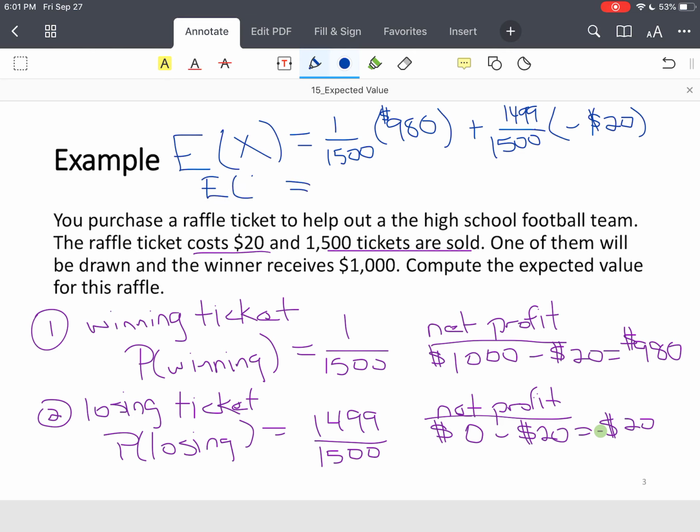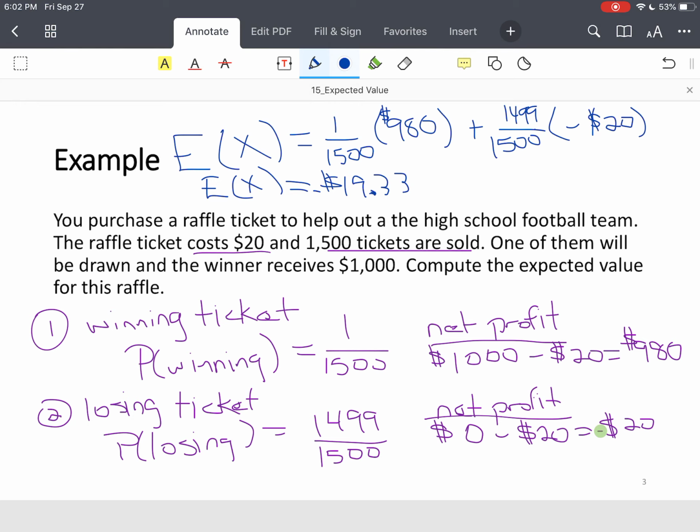So the expected value. So if somebody asked you, should you buy this raffle ticket for this $1,000 for this football team? Your expected value is negative $19.33. Okay, so essentially you're giving them a donation, because the probability of you winning is extremely low.